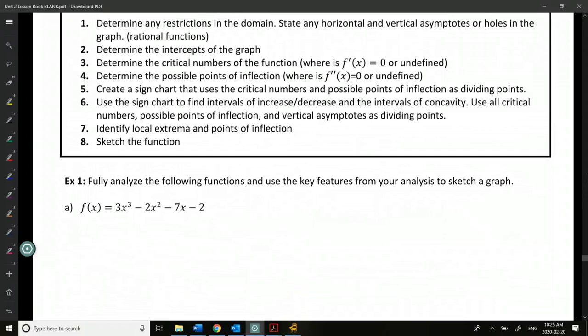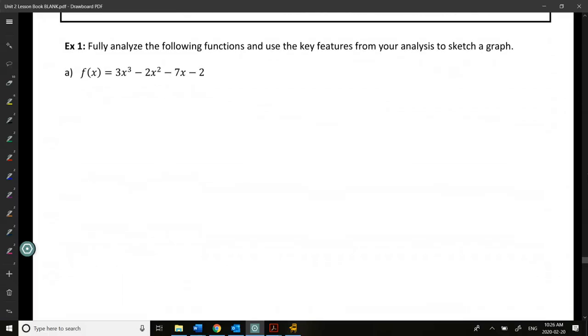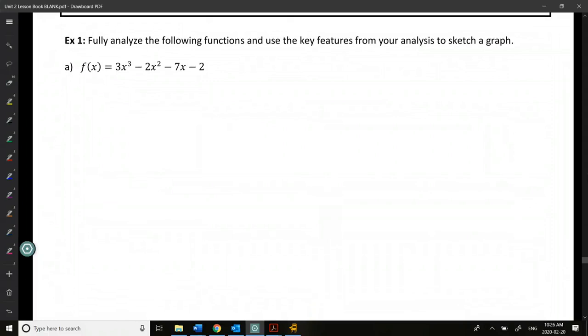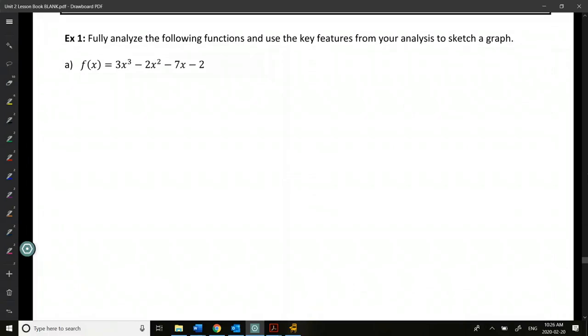The very first thing that we're going to do when we analyze any function is determine any restrictions in the domain, and if there are any horizontal asymptotes, vertical asymptotes, or undefined points, we want to indicate that. Mostly that refers to rational functions, because basic polynomial functions like this don't have any restrictions in their domain. They just go from negative infinity to positive infinity. So for this one, there are no restrictions and no asymptotes.